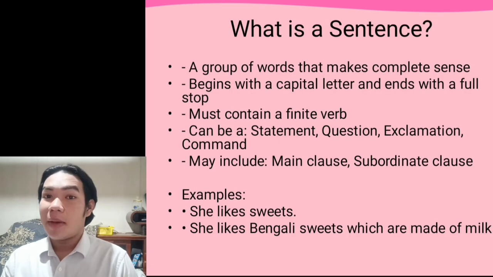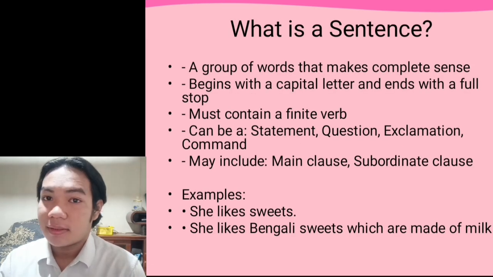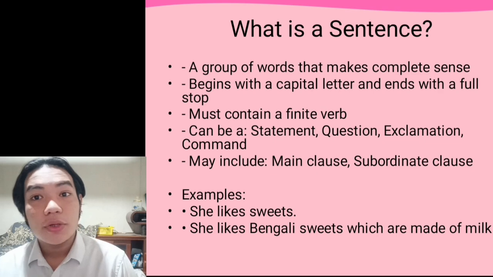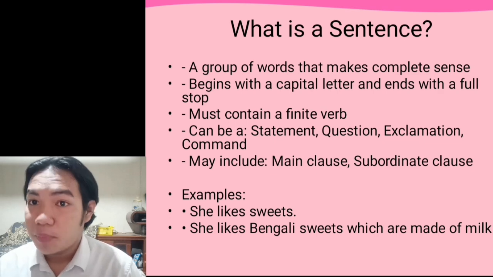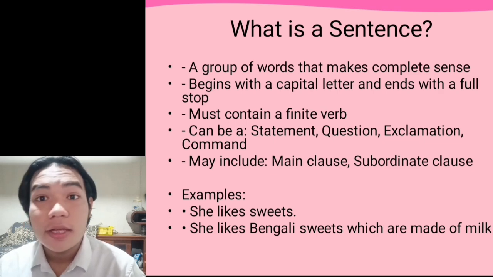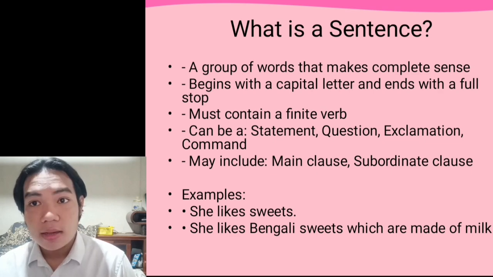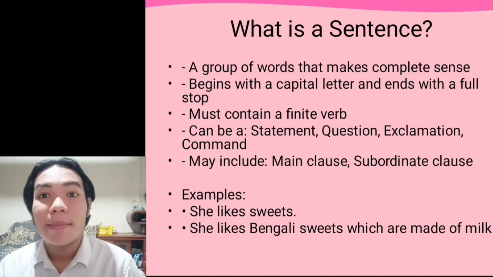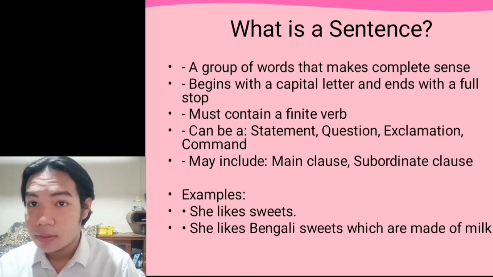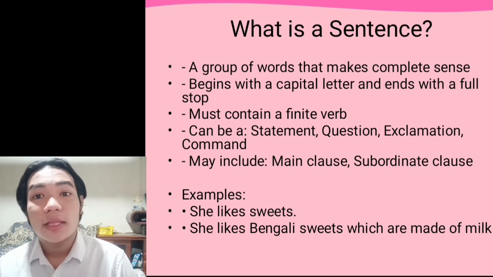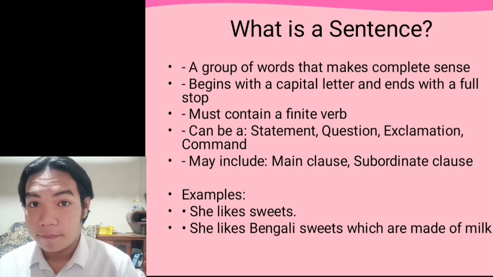First, let's define what a sentence is. A sentence is a group of words that expresses a complete thought, not just any group of words. The sentence must make sense on its own and must follow some key rules. Here is what every sentence must have.